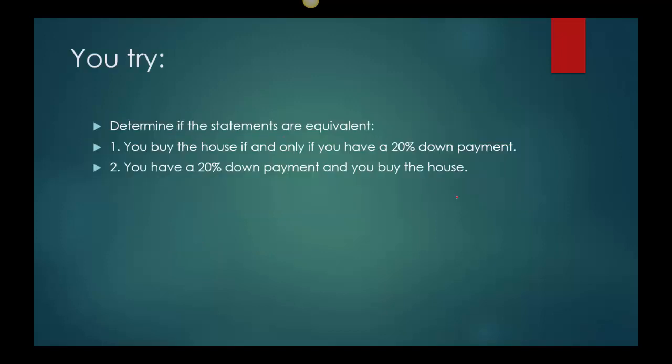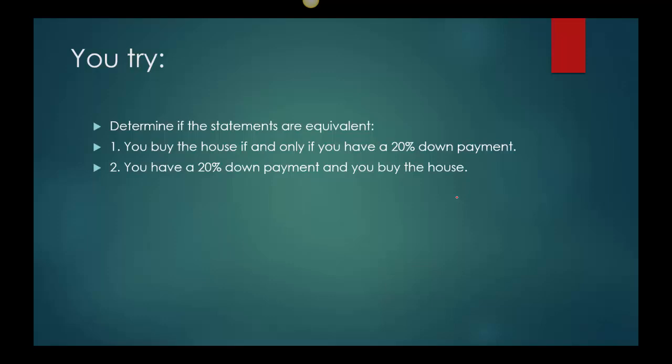So how about you give it a try? I want you to determine if these statements, you buy the house if and only if you have a 20% down payment, and you have a 20% down payment and you buy the house, are equivalent. So give yourself some time. You should be making a truth table to decide. Do not just tell me yes or no. That's not going to cut it. You have to show some work here. All right, so write out your truth tables, do your true false thing, and come back and check with me what the answer is.